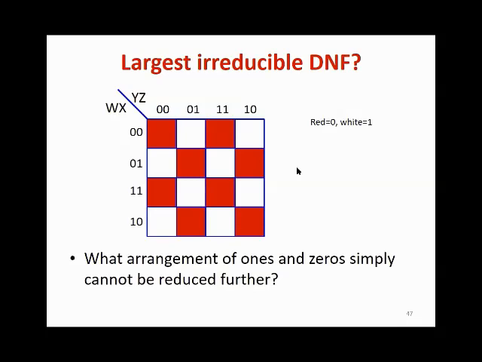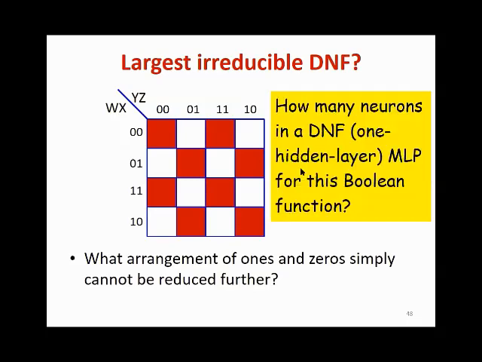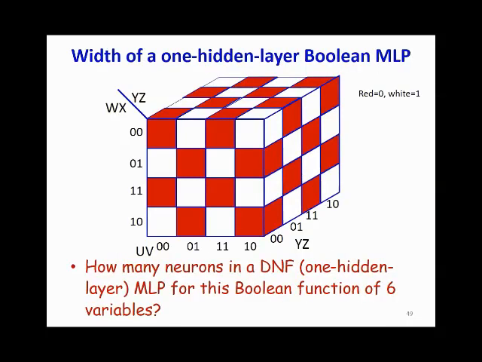So here's a 3D version of the Karnaugh map in 6 variables. And again, this has the chessboard pattern. How many neurons would I require in the hidden layer to represent this Boolean function? Anybody? Chat saying 32. That would be 32.